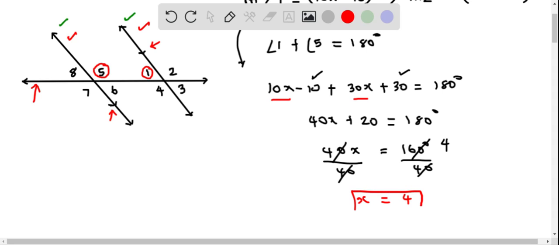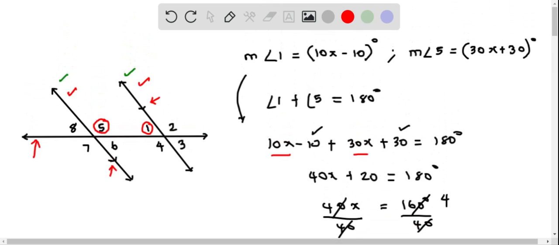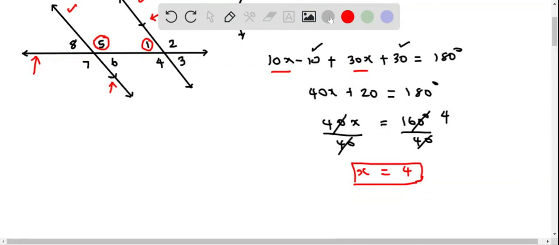Since we have determined the value of x equal to 4, to know the value of angle 1 and angle 5, we can substitute into this equation. So let me copy the measure of angle 1. We have measure of angle 1 equals 10x minus 10 degrees. When we replace x with 4, we get 10 times 4 is 40, 40 minus 10 is 30. So measure of angle 1 we get as 30 degrees.